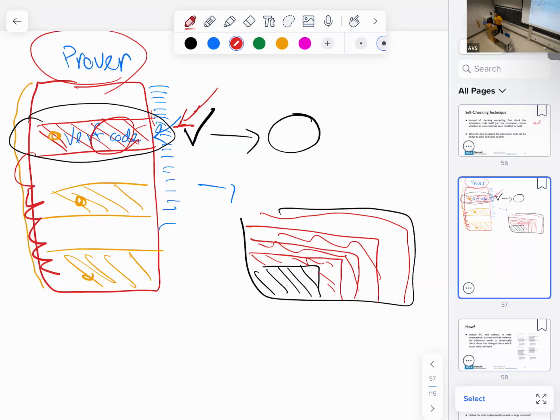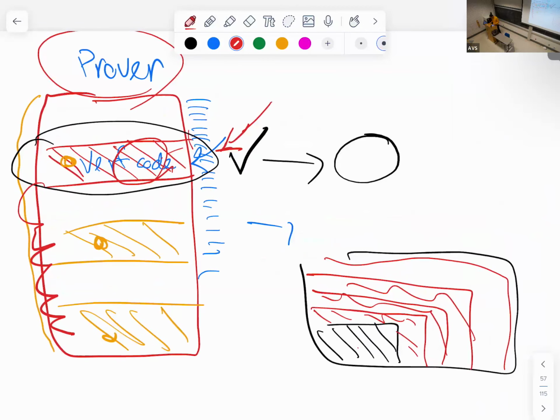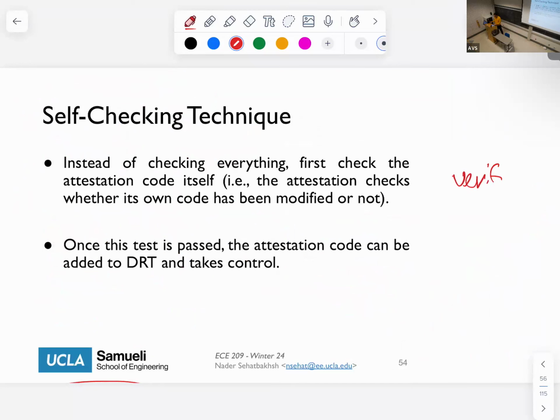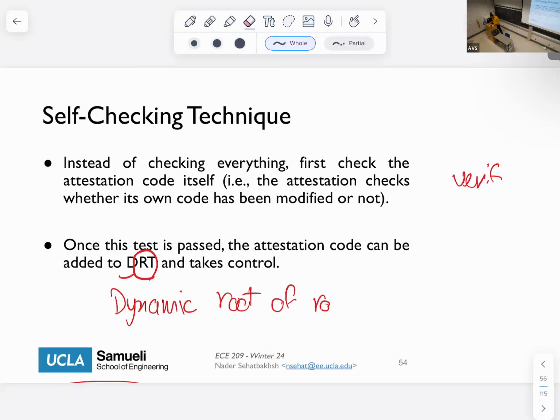And of course, I just need to occasionally check whether my verification code can be trusted, because the adversary can change the verification code as well. Does that make sense now? This is what we call a self-checking code. Essentially, the idea is similar to the root of trust that we have. Now we have what we call a dynamic root of trust, okay? The dynamic root of trust essentially means that I find a way to trust a piece of code. Then that becomes my DRT, and that DRT can then expand itself, okay?